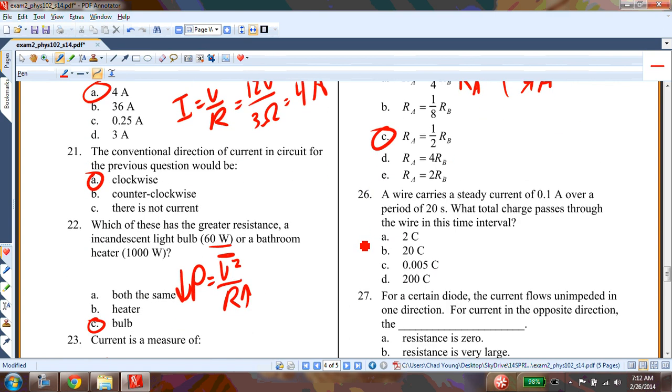A wire carries a steady current of 0.1 amps over a period of 20 seconds. What total charge passes through the wire in this time interval? So Q is IT. That's the definition of current. That's 0.1 times 20. It's going to be 2 coulombs.